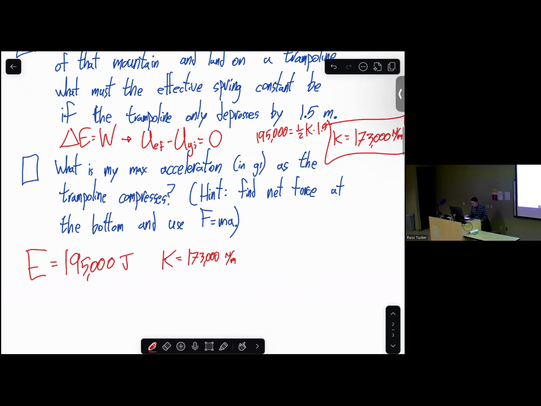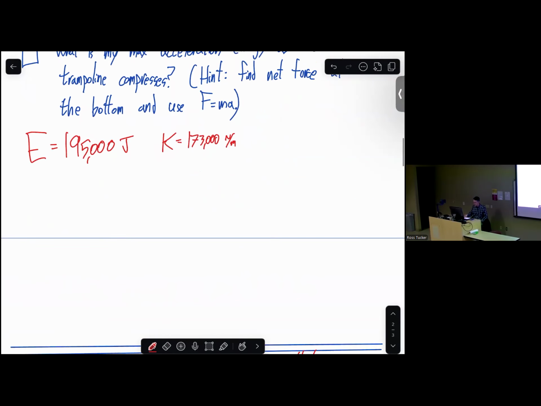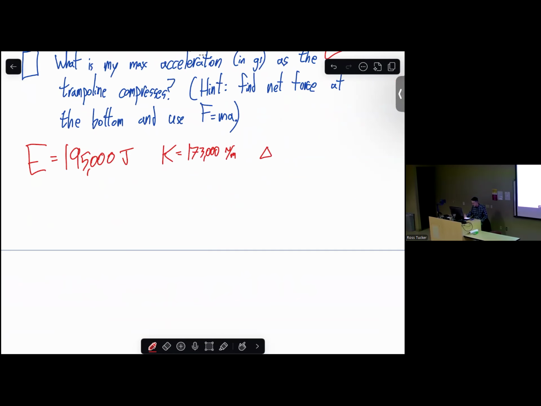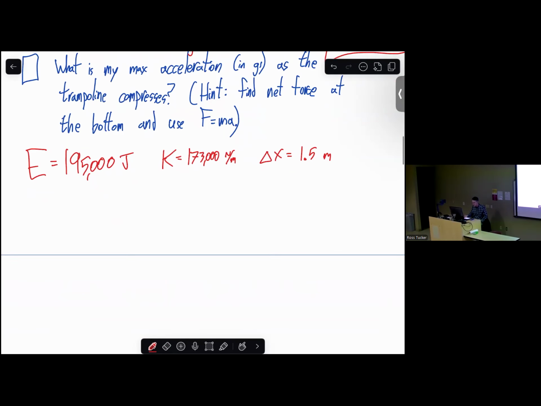There's another thing. Oh, and the change in length of the spring is what? 1.5 meters? That's everything that you could possibly need for this, which I'm going to call question Q, to make a stab at this. No, there's one more thing.